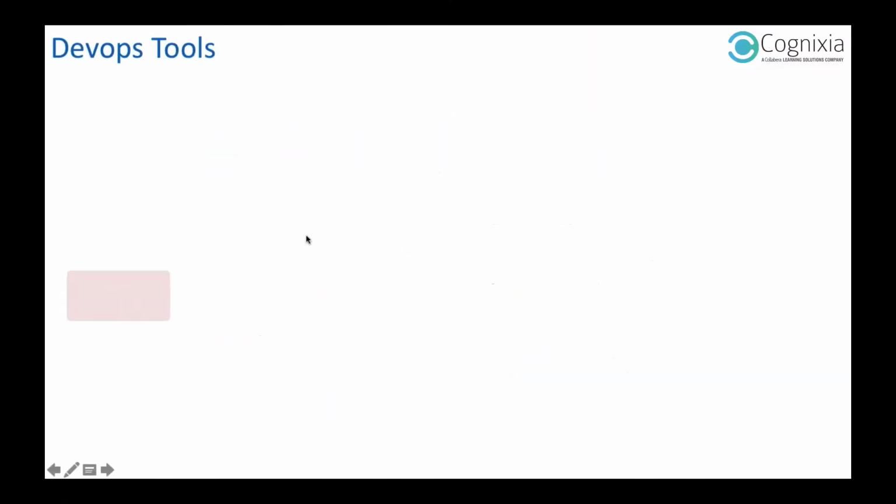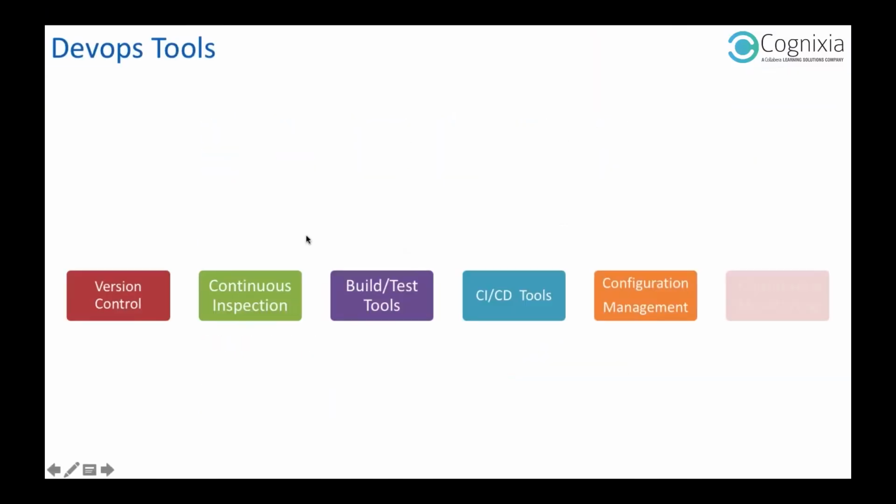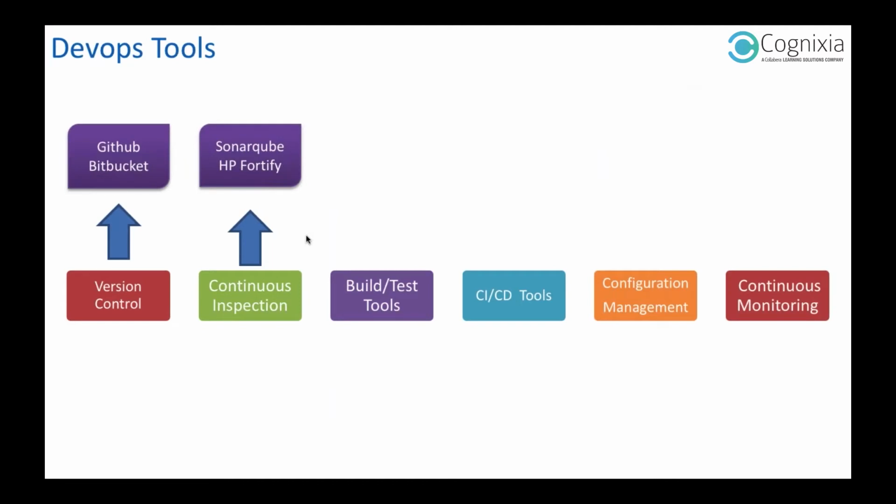Now we covered version control, we covered continuous inspection. So now we are moving on to build and test tools. In the build tools, they are no different. So we still have Maven. Maven is very popular for Java. It allows you to compile your code in a human readable fashion, and then probably package it and then deploy it, right?